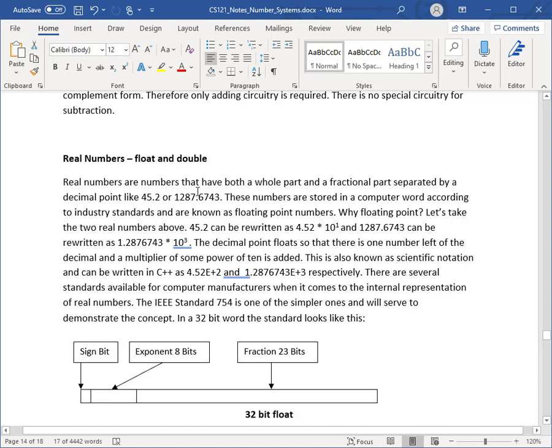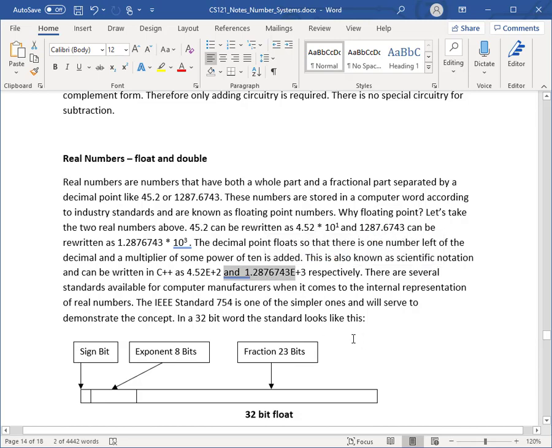So real numbers are numbers that have a whole part and a fractional part separated by a decimal point, like 45.2 or 1287.6743. Those are real numbers. They can be represented in scientific notation as 4.52 times 10 to the 1 and 1.28 and so on times 10 to the 3. And written in terms of our C++ code, we use e for the exponent instead of having 10 there. So we have 4.52e1 or 1.28e3.